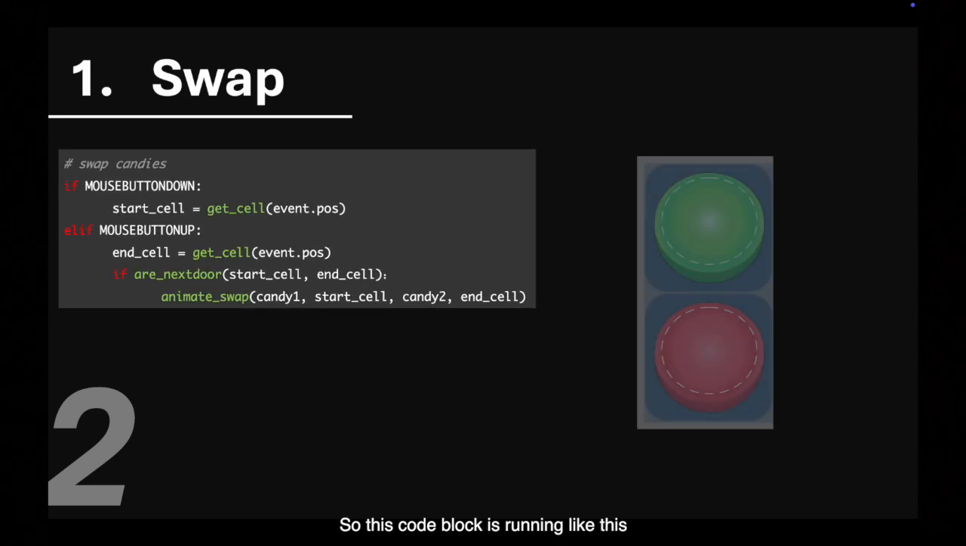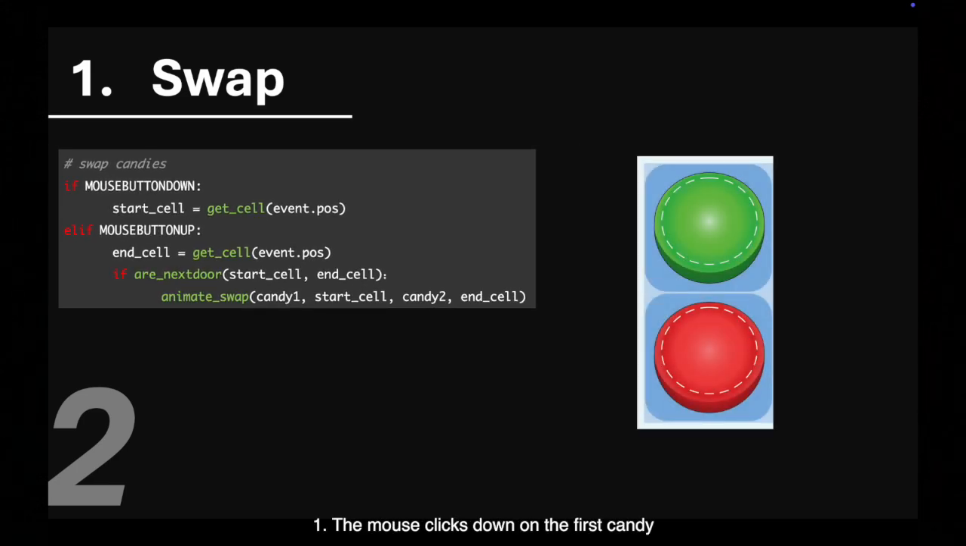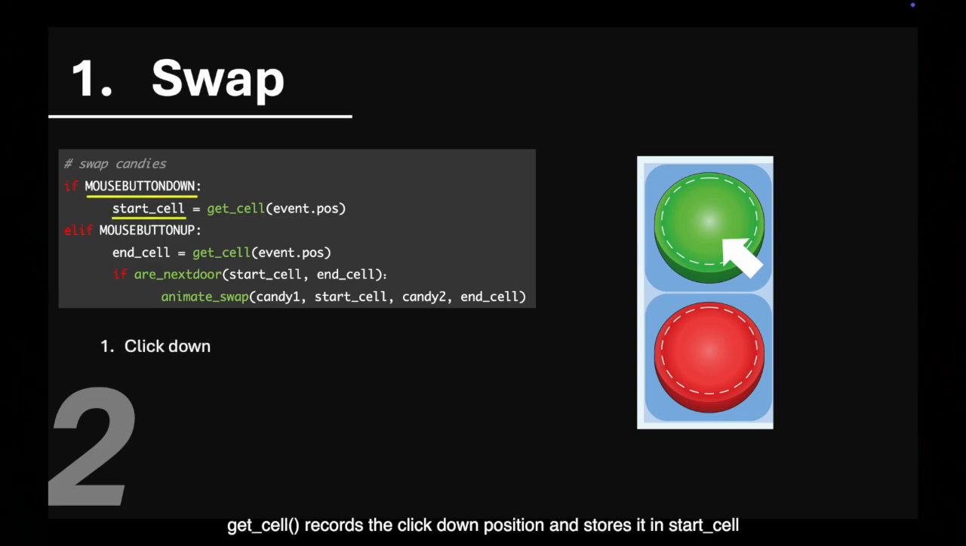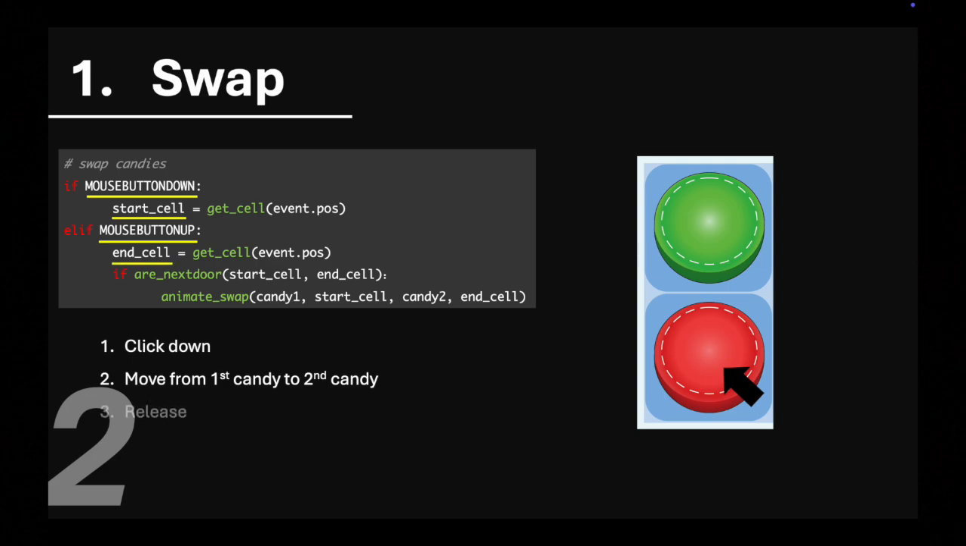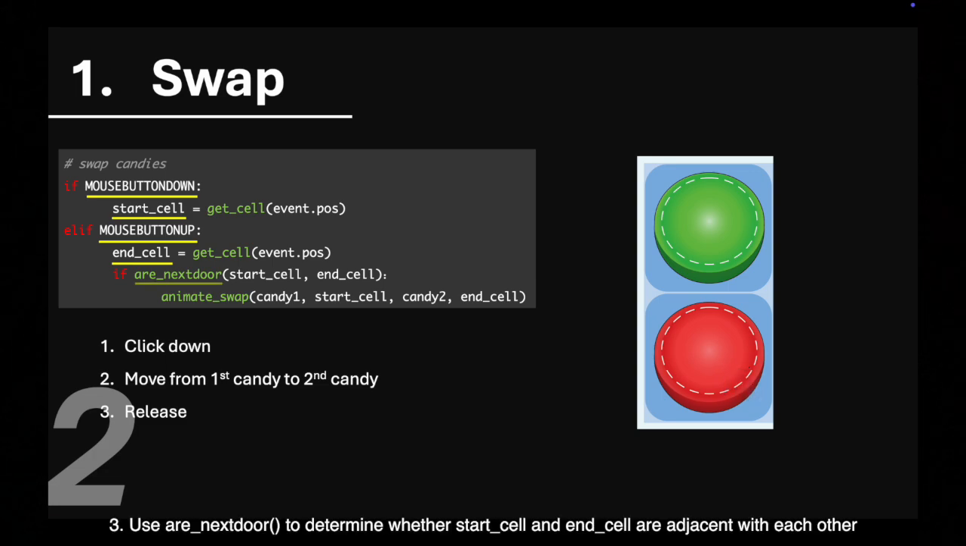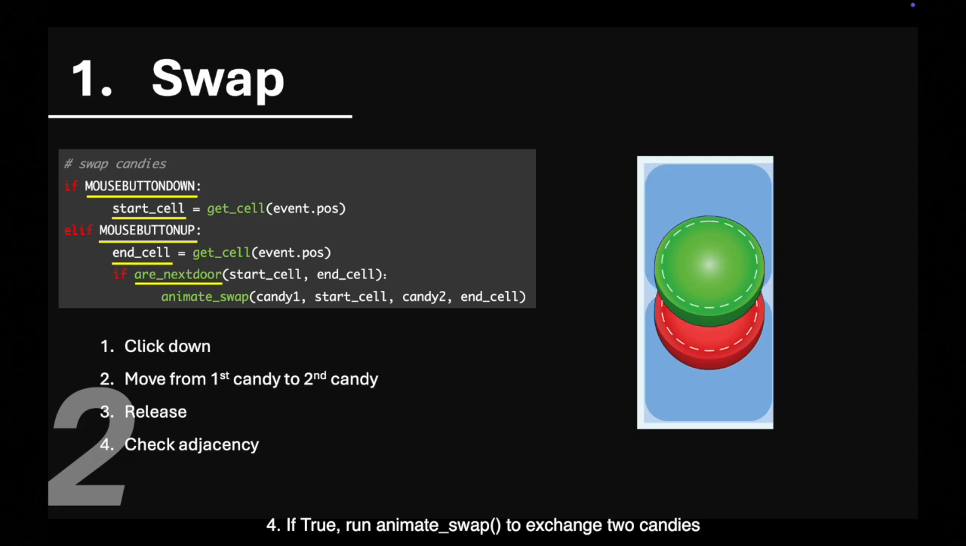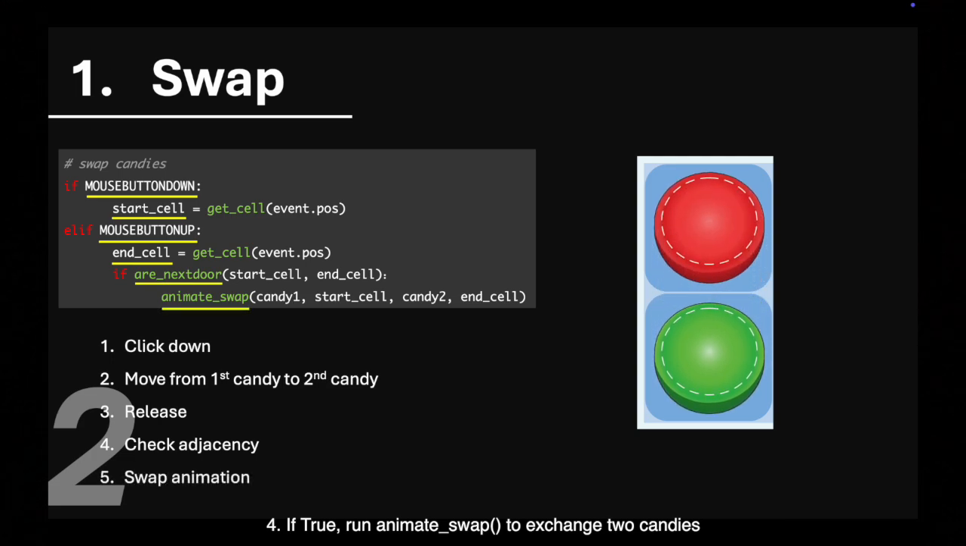So this code block is running like this. First, the mouse clicks down on the first candy. getCell records the click down position and stores it in start cell. 2. The mouse moves to the second candy and releases. getCell records the click up position and stores it in end cell. 3. Use rNextDoor to determine whether start cell and end cell are adjacent to each other. 4. If true, run animateSwap to exchange two candies.